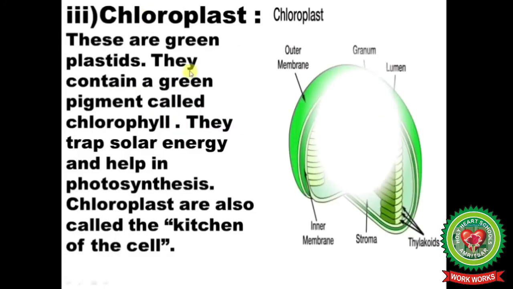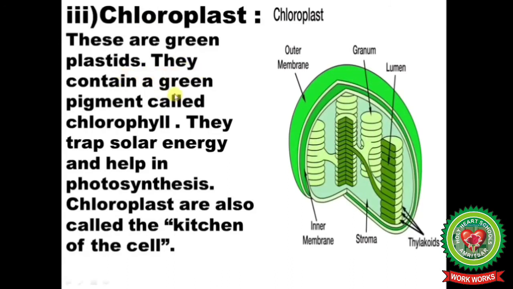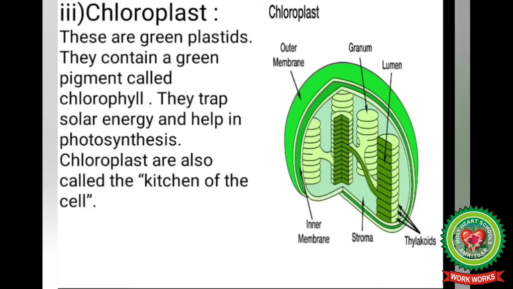Chloroplast. These are green plastids. They contain a green pigment called chlorophyll. They trap solar energy and help in photosynthesis. Chloroplasts are also called the kitchen of the cell. Why are they called the kitchen of the cell? Because chloroplast has chlorophyll, helps in the process of photosynthesis, and green plants make their own food by this process.